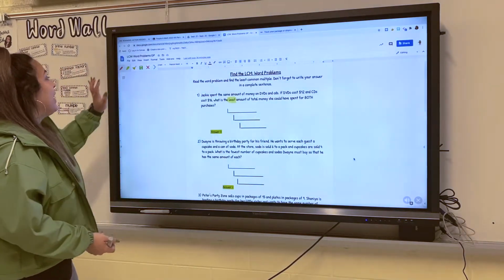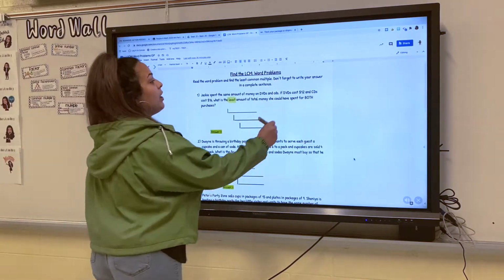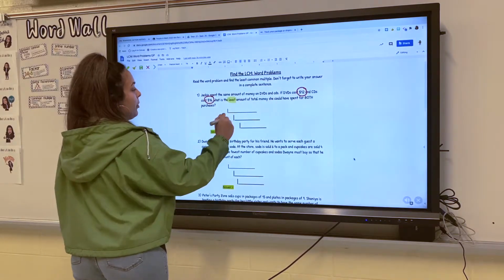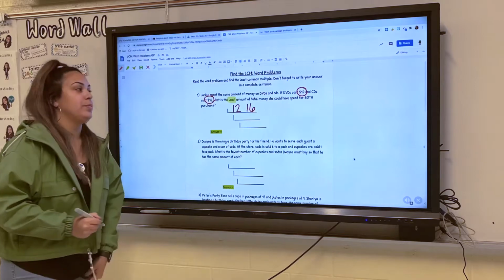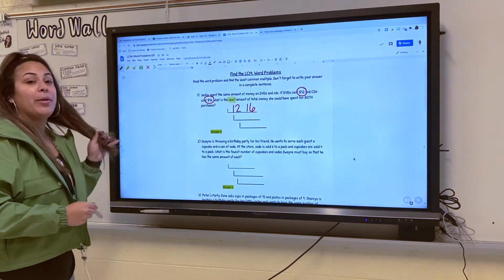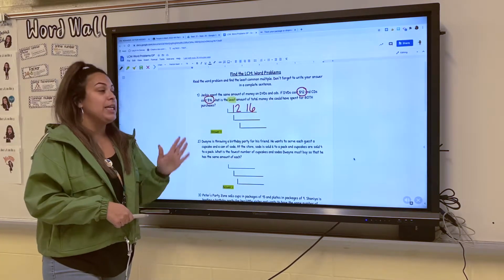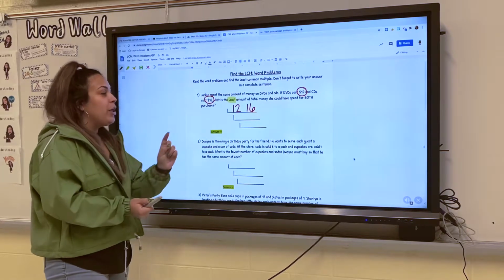So now I need to figure out what are the 2 numbers I'm finding the least common multiple of? It is 12 and 16. So I'm going to write 12 and 16. Now I'm going to factor out just like how we did last week with the greatest common factor. Same process, but a different result at the end.